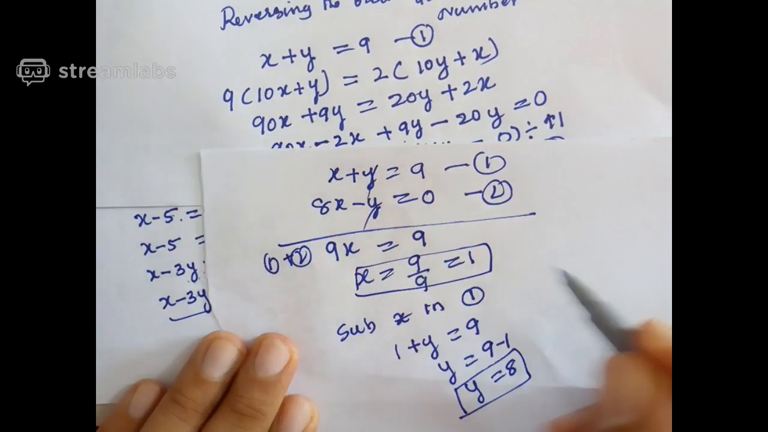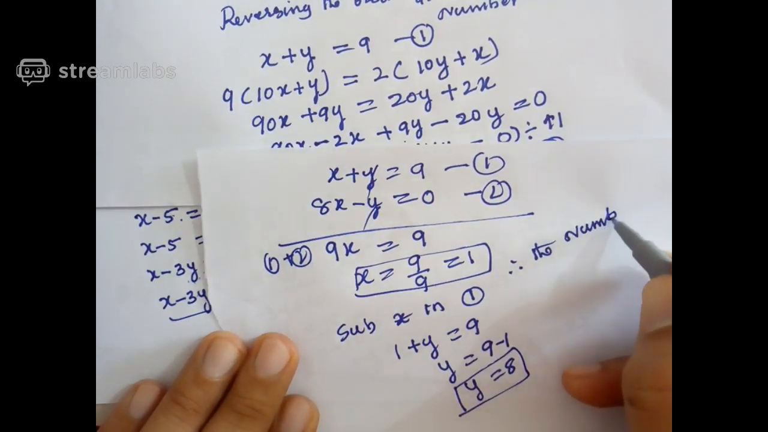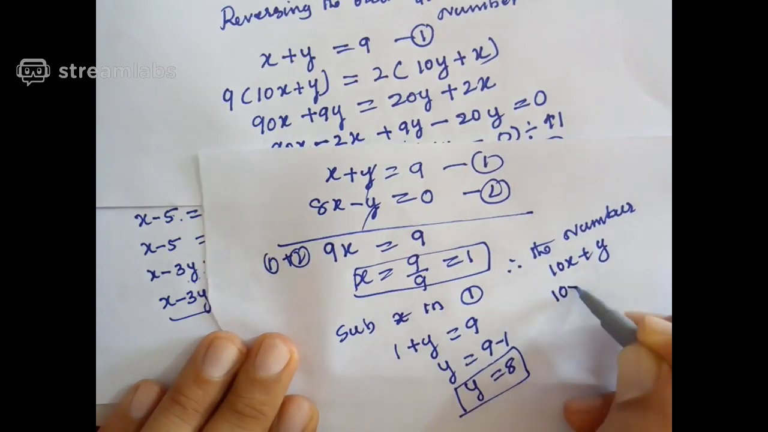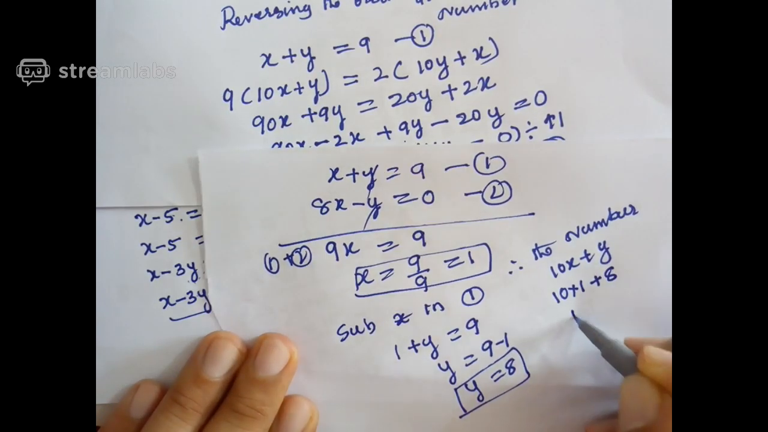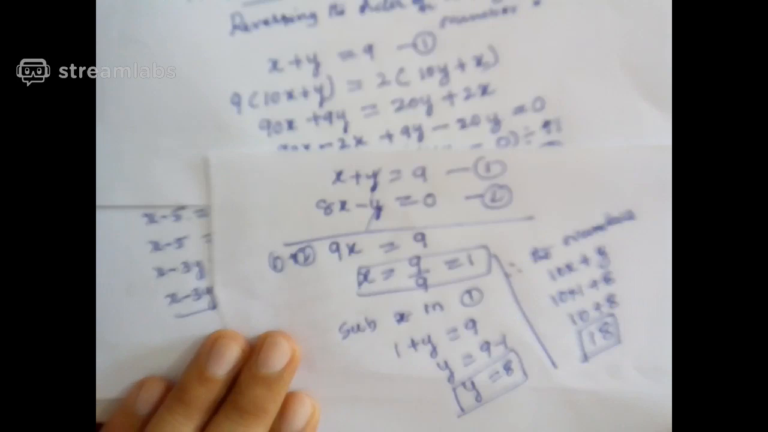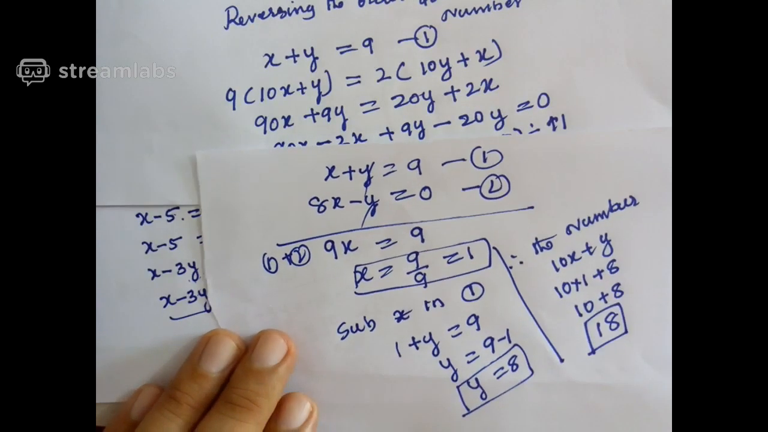x is 1. Therefore, the number is what? 10x plus y, that is 10 into 1 plus 8, that is 10 plus 8 is 18. So the number is 18. This is how you can solve the digit related problems. Just take down.